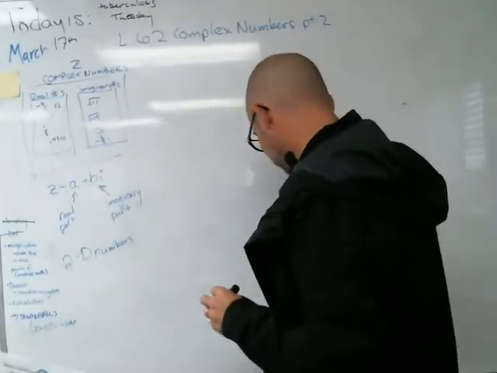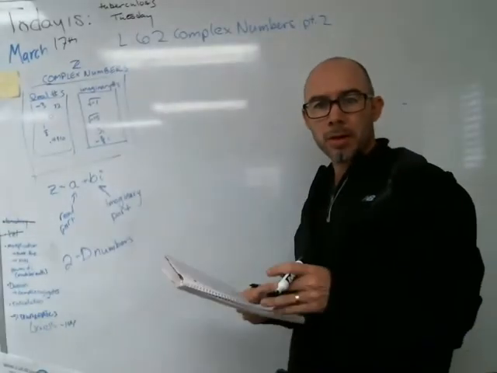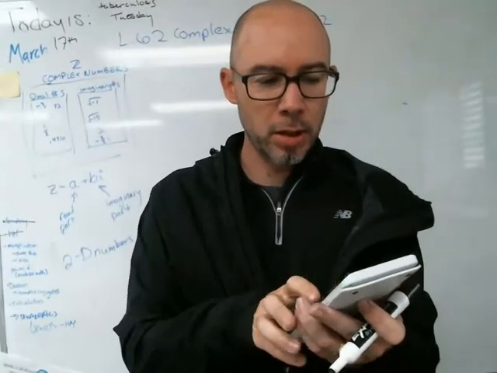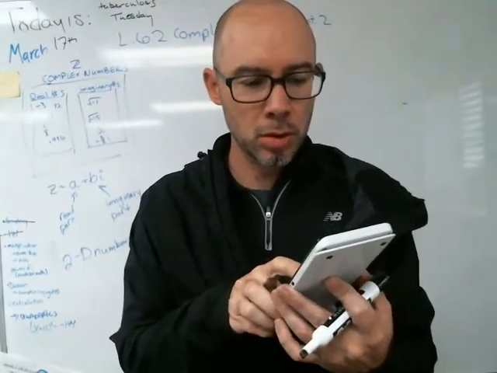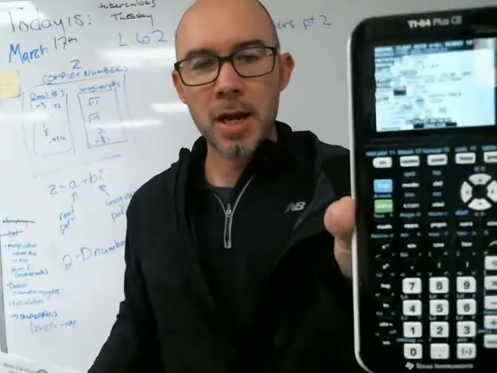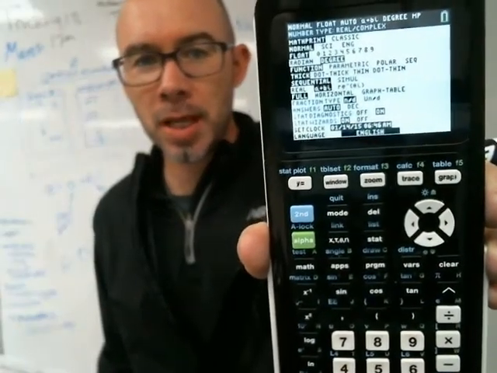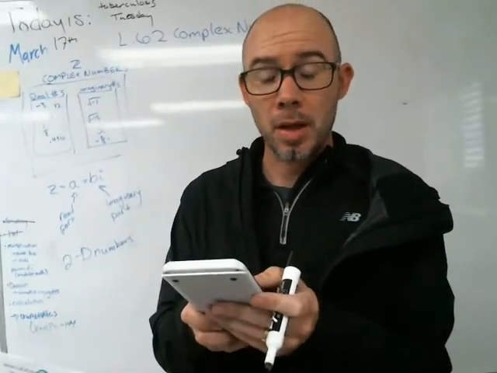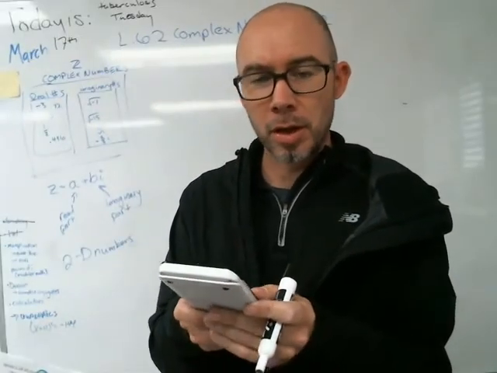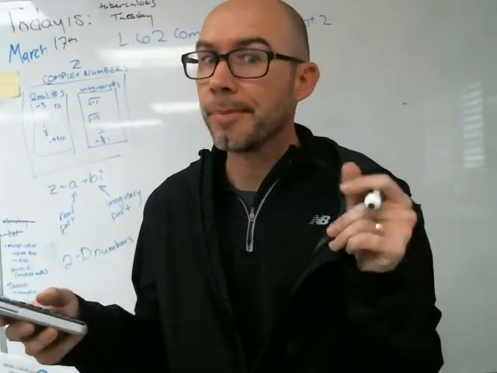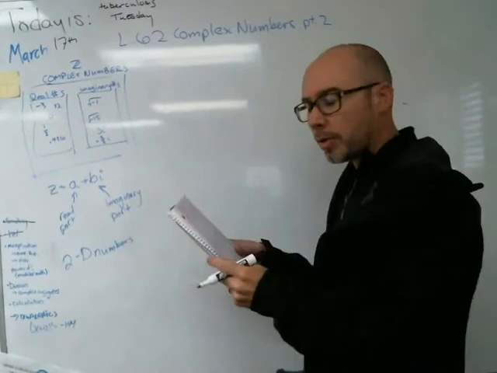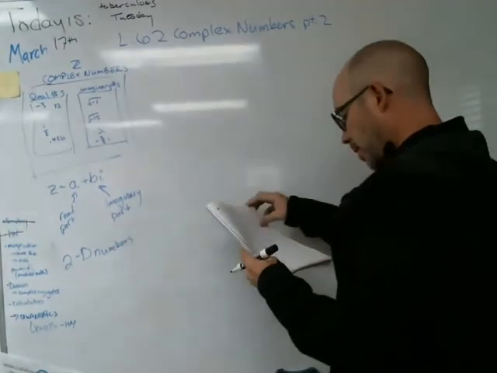What's next? Multiplication of complex numbers. Whoa, we got blurry right there for a minute. As long as your calculator is set to a plus bi mode, see that? Next to real, set it to a plus bi mode, you can do math with complex numbers on your calculator. Now, you should know how to do it regular because it's super easy. Ben Arthur told you how to do this.